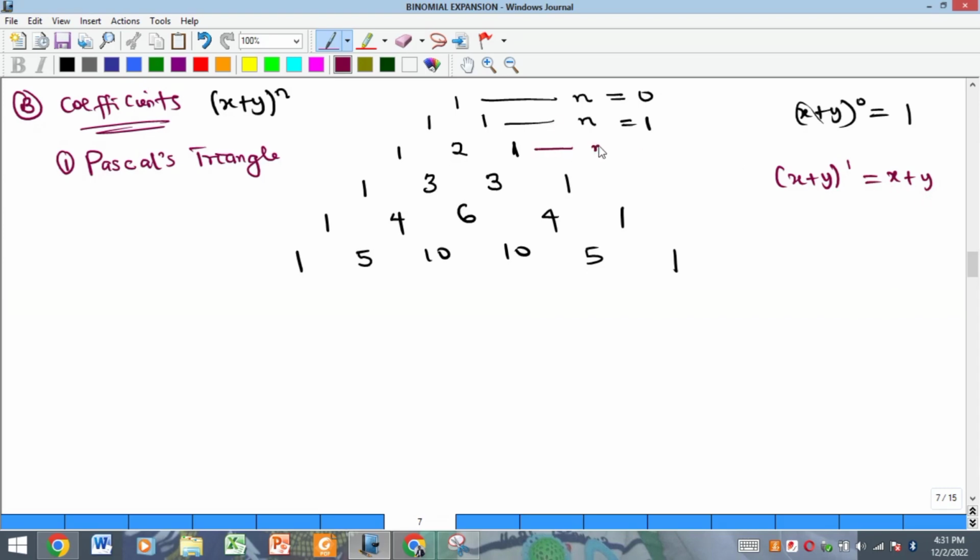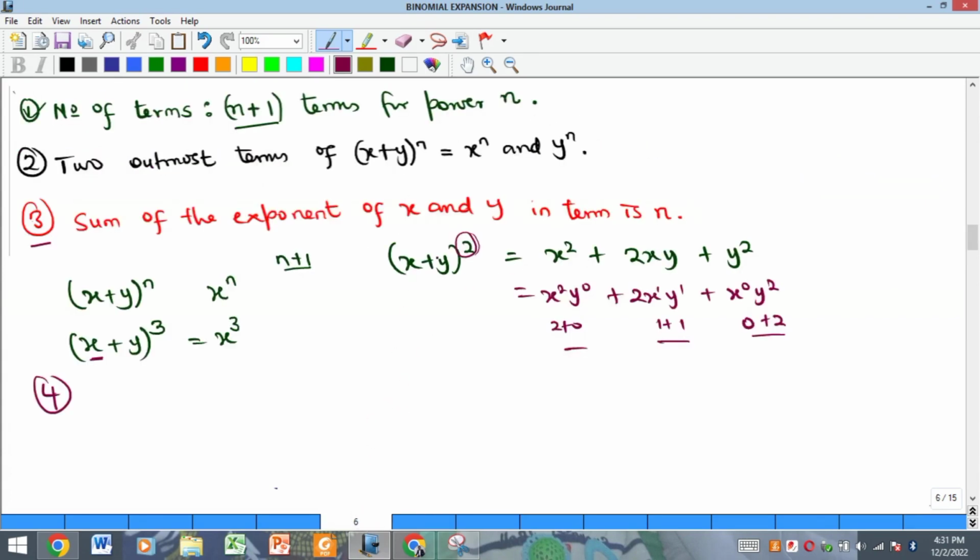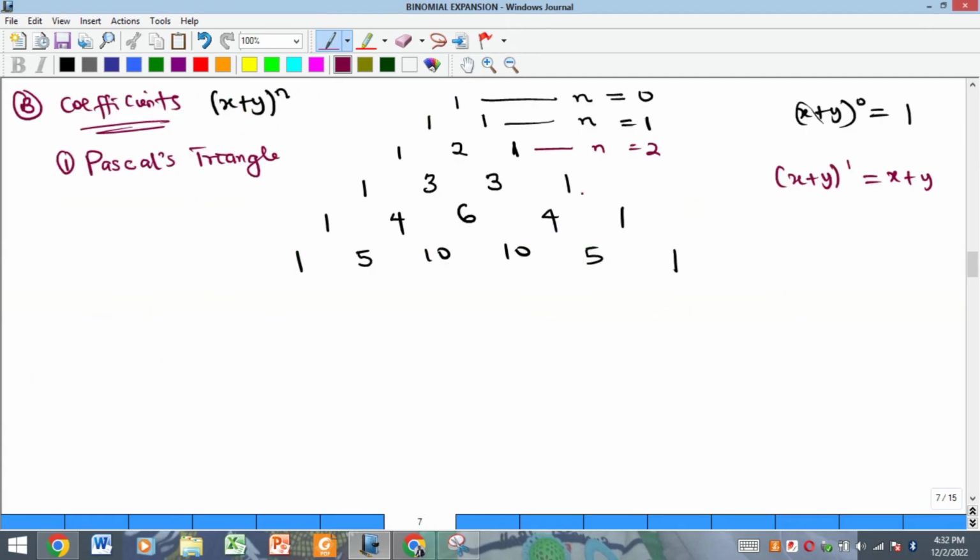And then when your n is equal to 2, then the powers will be this. You remember the example I just gave here? Our n here is 2, and the coefficient here is 1, the coefficient here is 2, the coefficient here is 1, and that's exactly what we'll get here. And so when your n is equal to 3, then these are the coefficients you are going to get.